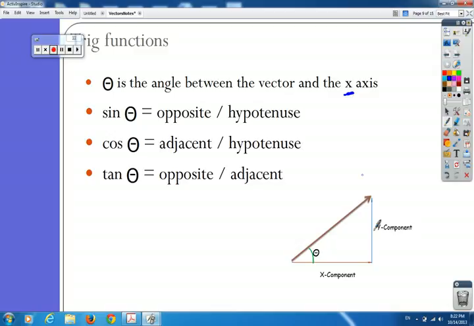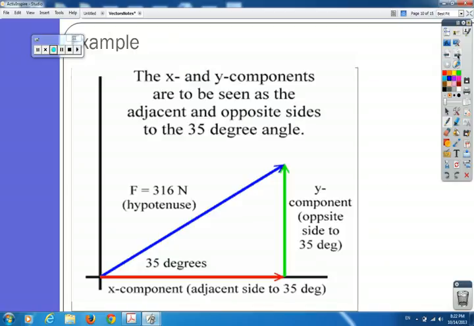So we either have to give you this resultant here at an angle, or we have to give you the X's and the Y's in order to figure out the resultant. But if we give you the resultant, we usually give you that angle as well. In this instance our X component is the adjacent side, our Y component is the opposite side. Our original force is the hypotenuse.